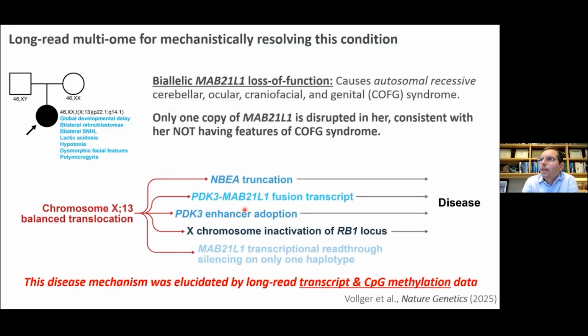retinoblastomas. And finally, we're able to show that this MAB21L1 gene ended up being silenced through a process called transcriptional read-through silencing on one of the haplotypes. So it's a complex mechanism that we resolved. This is all detailed in this paper from earlier this year.